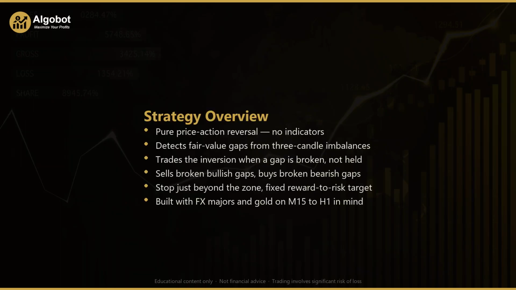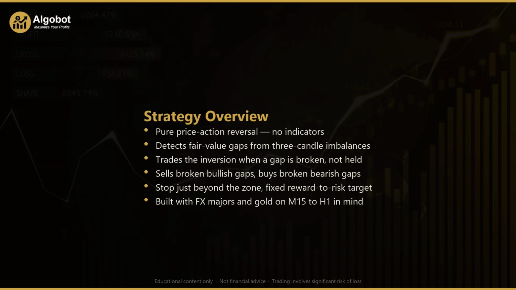So what exactly does this expert advisor do? At its heart, Fvg Inversion Reversal is a counter-trend reversal strategy that lives and breathes one single concept: the inversion of a fair value gap. A fair value gap, sometimes called an imbalance, appears when a fast middle candle leaves a small untraded void in the price. For a bullish gap, the high of the first candle sits below the low of the third candle, and for a bearish gap, it's the mirror image.